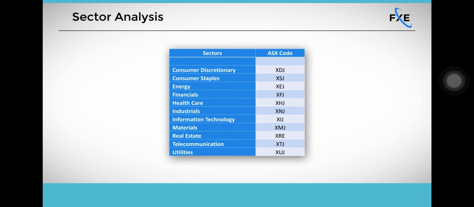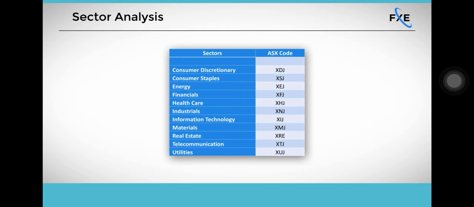The table that we can see on the screen lists the 11 market sectors and their ASX code. Here we have consumer discretionary, consumer staples, energy, financials, healthcare, industrials, information technology, materials, real estate, telecommunication, and utilities. These market sectors form the base of the entire stock market, and each of the individual companies that are listed on the ASX fall into one of these categories.